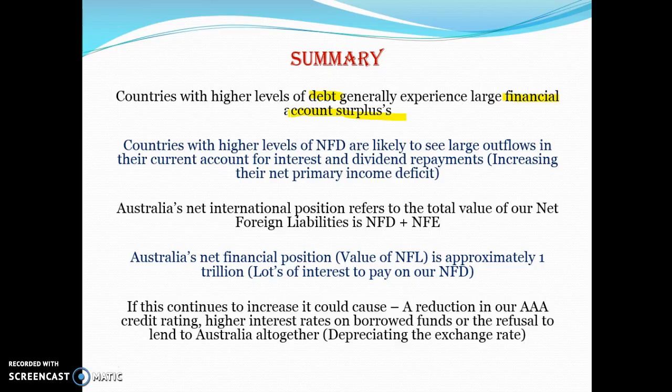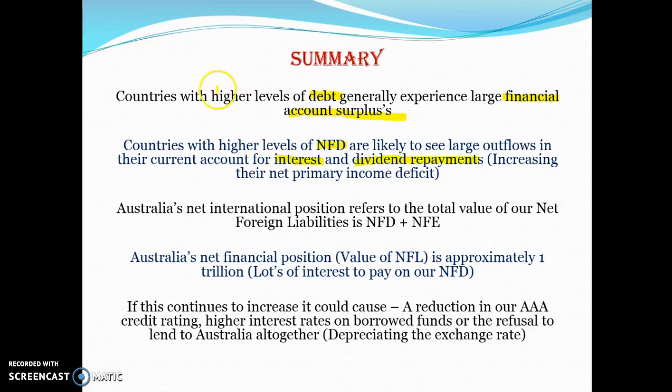Countries with higher levels of net foreign debt are likely to see large outflows in their current account for interest and dividend repayments, increasing the net primary income deficit. Although in Australia, that probably should say high levels of net foreign liabilities if we're including dividends as well. But definitely countries with high levels of net foreign debt experience more interest.